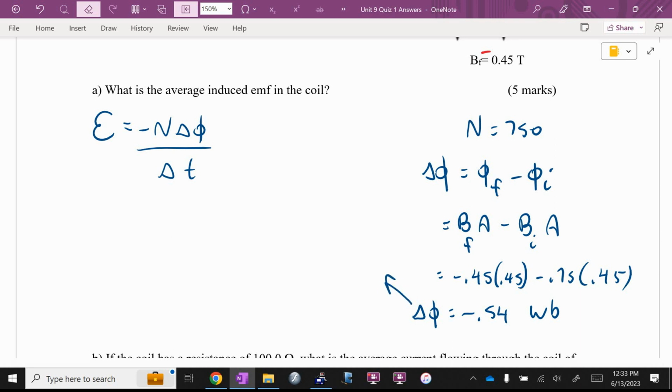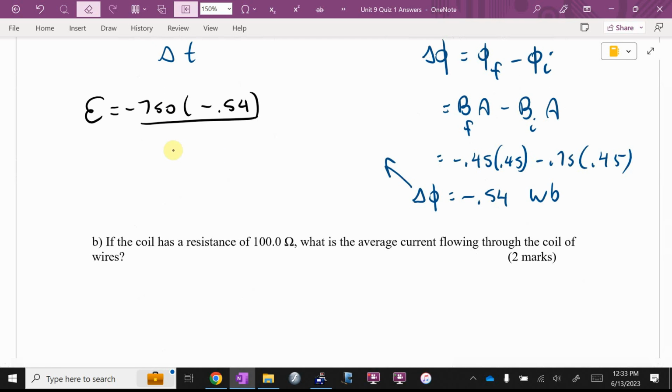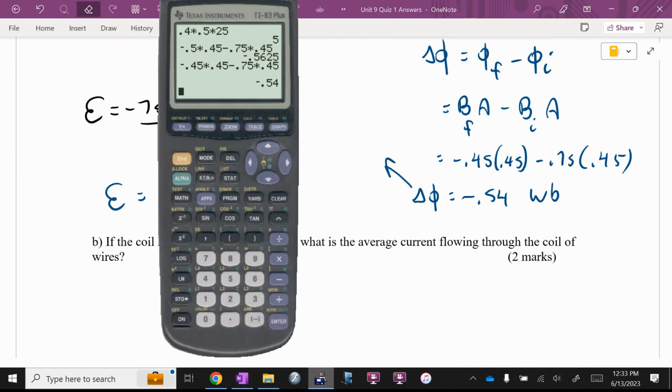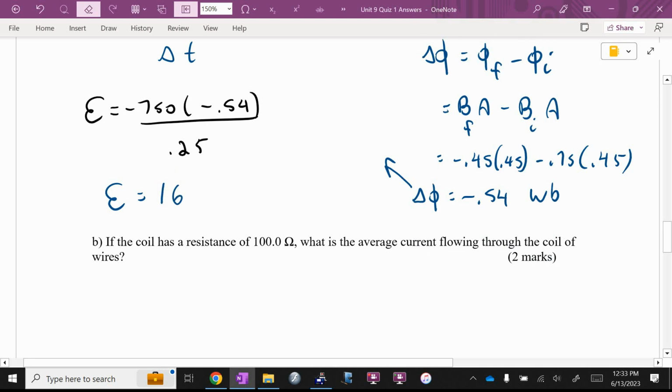And now I'm going to walk over to here. It's going to be negative 750, negative 0.54 divided by how much time elapsed here? 0.25 seconds. This is going to be a big voltage. You ready? Wow, did you get 1,620 volts? If you got that, 5 out of 5.